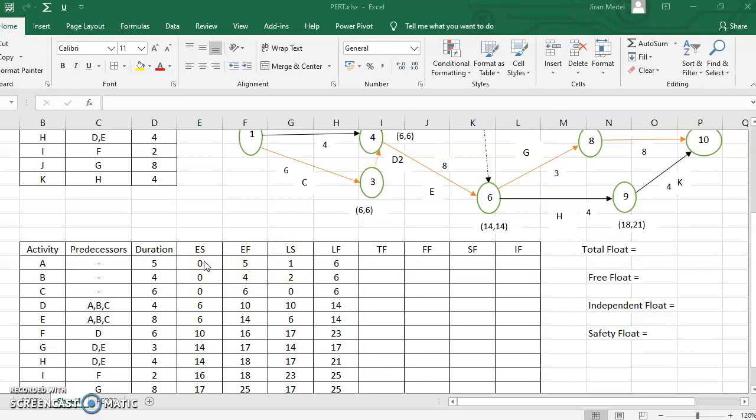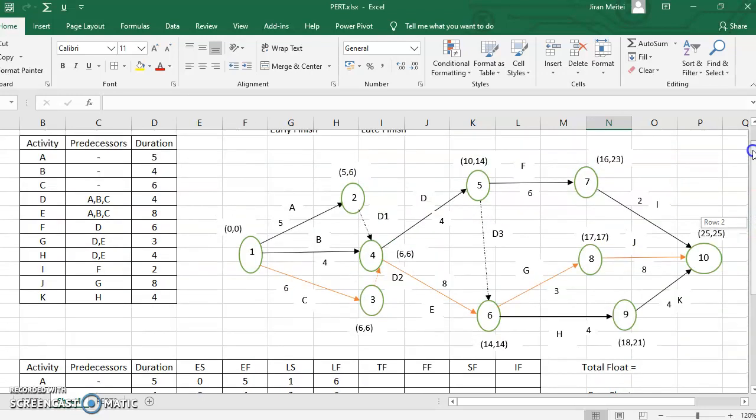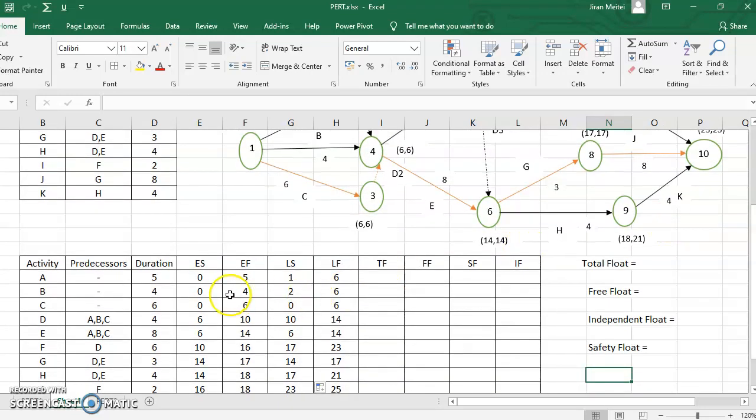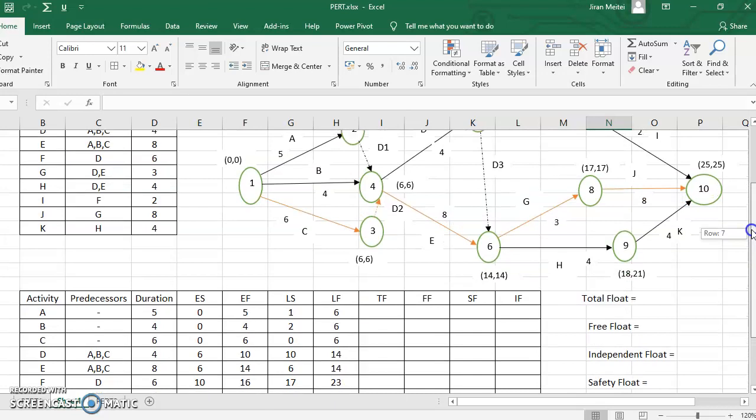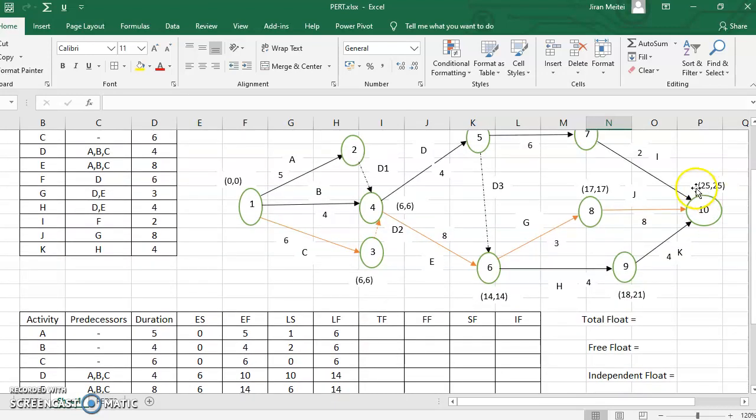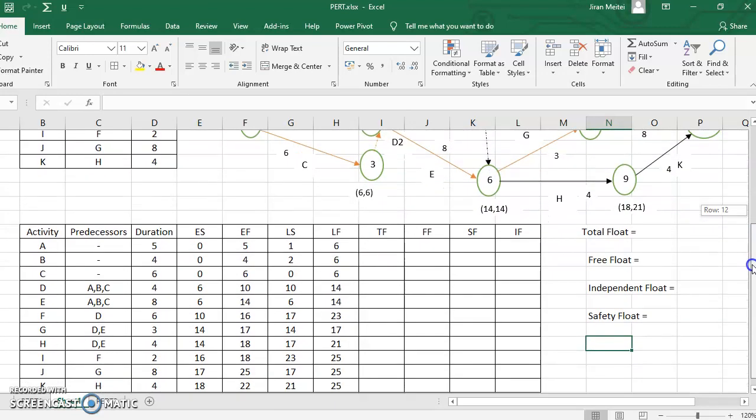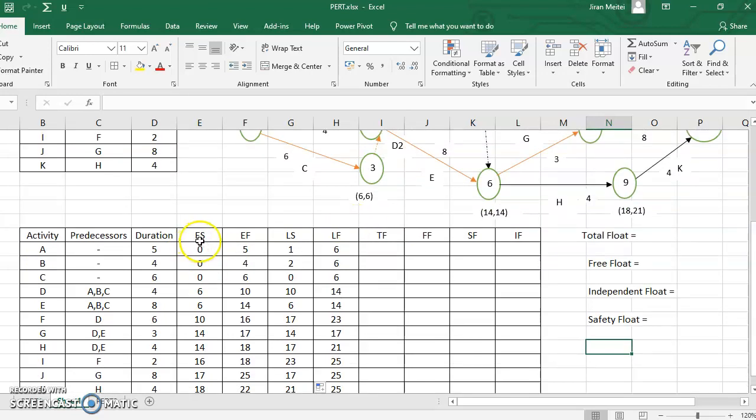Instead of you starting the activity A at 0, even if you start at 1, you can still complete the project in 25 units. The same applies for B. Instead of starting at 0, you can start at 2. And for D also, instead of starting at 6, you can start at 10. Even then, you can still complete the project in 25 units. So this is the advantage of knowing the early start, early finish, late start, or late finish of the various activities in a network.